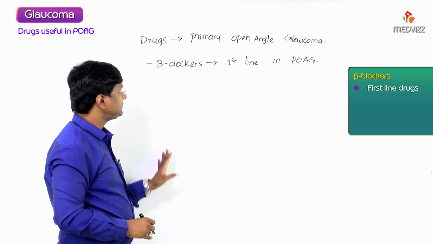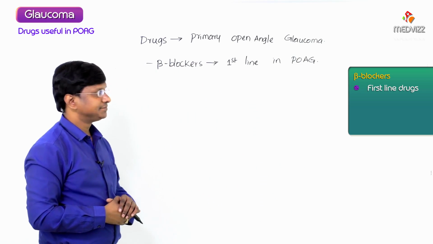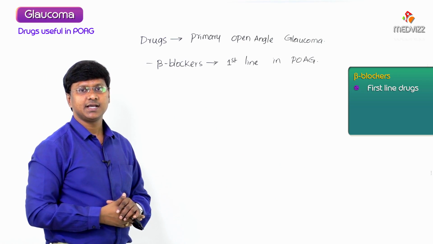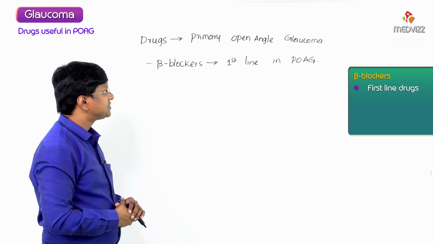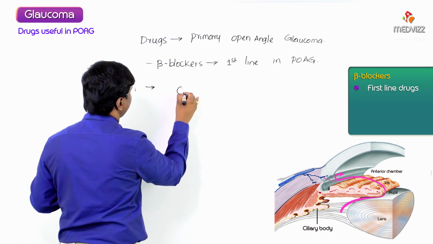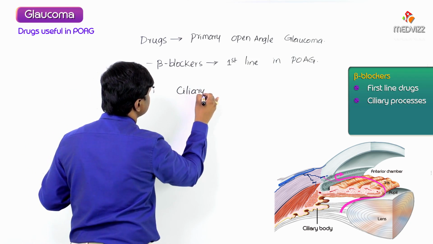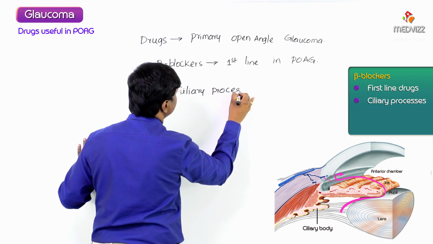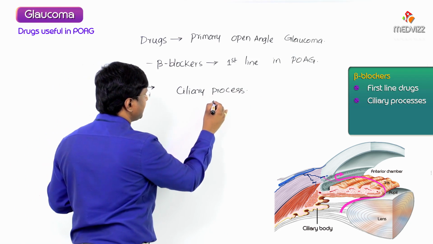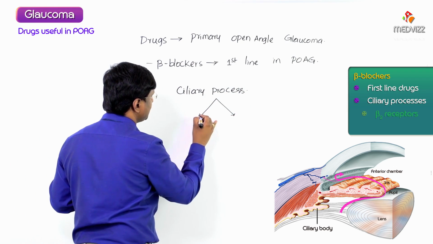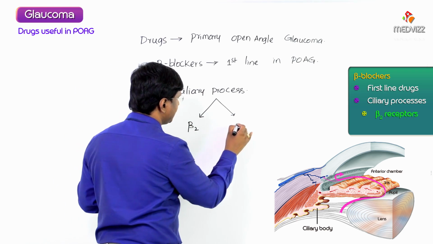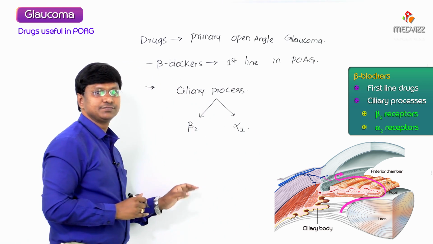Next, let me tell you the mechanism. Actually, we use the beta blockers. We also use the alpha 2 agonists. Why do we use these beta blockers? Let me explain. Within the eye, we have what is called the ciliary process. This ciliary process has two receptors. One is beta 2 receptors and the other one is alpha 2 receptors.